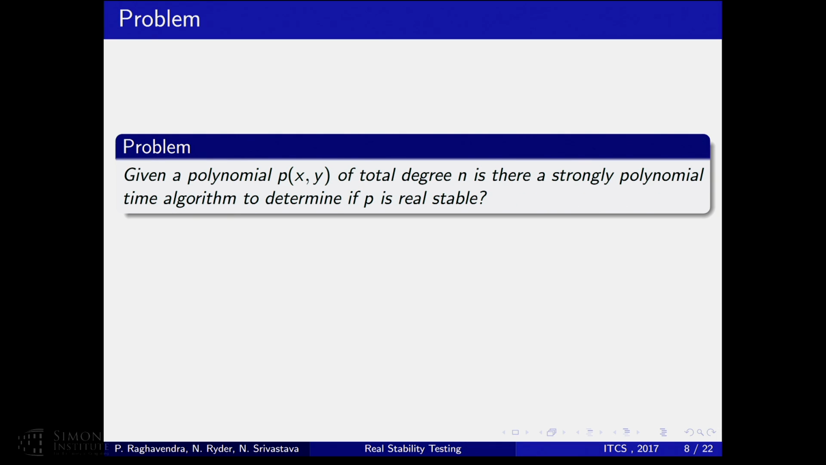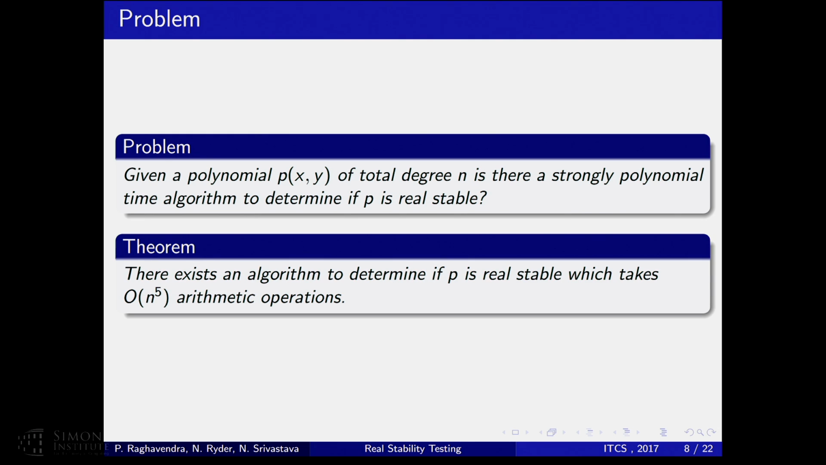So this is the problem we're going to try to solve. Given a bivariate polynomial in x and y of total degree n, does there exist a strongly polynomial time algorithm to determine if it is real stable? And our main result is that there exists an algorithm to determine if it is real stable, which takes order n to the fifth arithmetic operations.